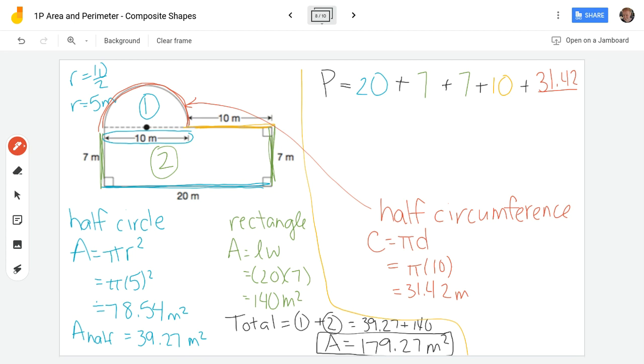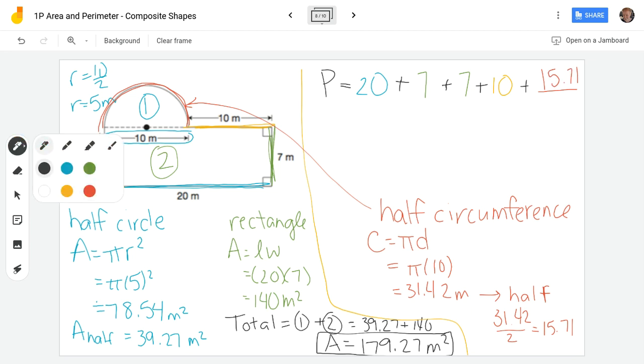So then up at the top, I have all of those sides, 4 straight pieces plus the curved half of a circle. Oh, no, not yet. I'm jumping ahead. We didn't find half the circumference yet. So we need to get half of this thing first. So we divide this by 2. Half would be 31.42 divided by 2, which is 15.71. And that is what goes up here.